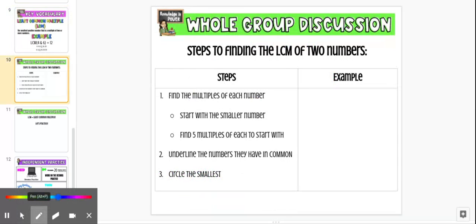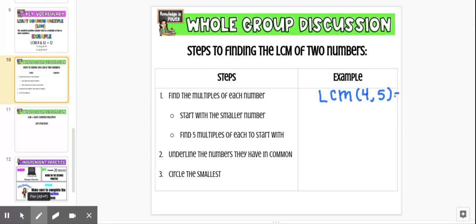All right. Another way to do this is here are the steps. So if I were to do the problem, find the LCM of 4 and 5. Okay. So it says find the multiples of each number. I always start with the smaller number. So the smaller number in this case is 4, and I go out 5 multiples. So 4, 8, 12, 16, and 20.